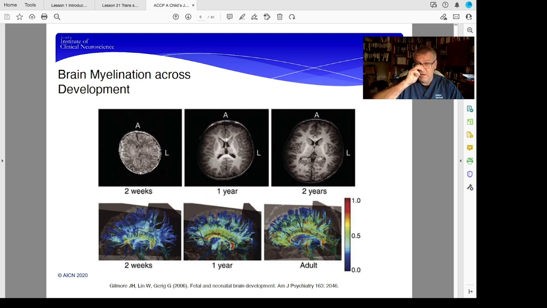Now, the brain myelination across development, we can see here that the yellowish areas represent the areas of myelination. This is the area of myelination at 2 weeks. You can see at 1 year, we have significant myelination starting to spread, especially through the mid or what we would consider the primitive parts of the brain. And then as we age into an adult, we see that the myelination is spreading out through the cortical areas. So myelination can be looked at as a way of maturation of the brain.